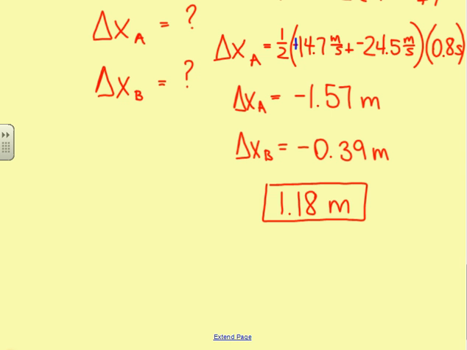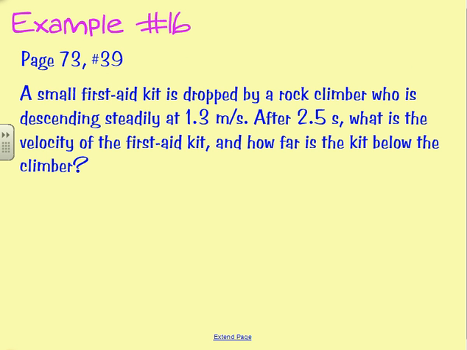So now I want you to take what you've learned in these two videos and try it yourself. This problem talks about a small first aid kit being dropped by a rock climber. The rock climber is descending steadily at 1.3 meters per second. I'm looking for two things. I'm looking for the final velocity of the first aid kit, its velocity after 2.5 seconds, and how far the kit is below the climber.